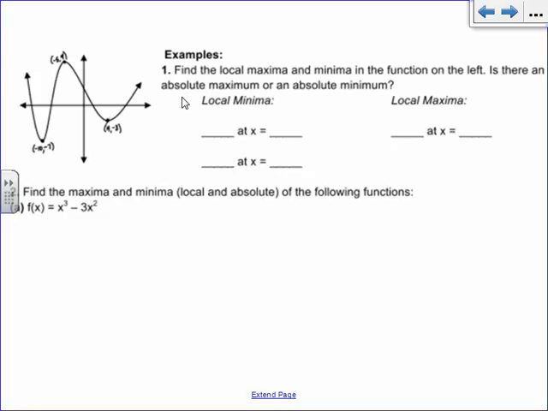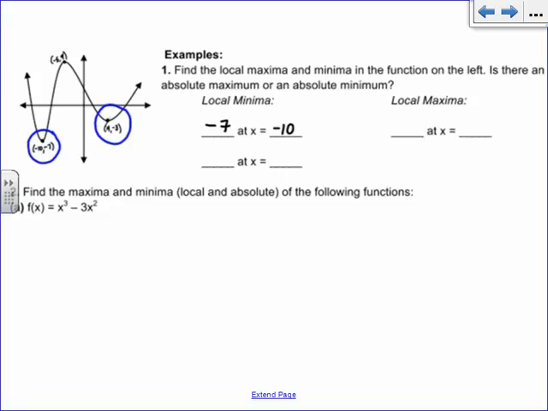All right, so find the local maxima and minima in the function on the left. Is there an absolute max or an absolute min? Okay, so let's start with the local. In a general neighborhood, see how this point is the lowest in that area, and this point is the lowest in that area. Whenever we talk about a minimum or a maximum, we talk about the y value. So the y value is -7. So the local min is going to be -7, and it occurs at an x value of -10.